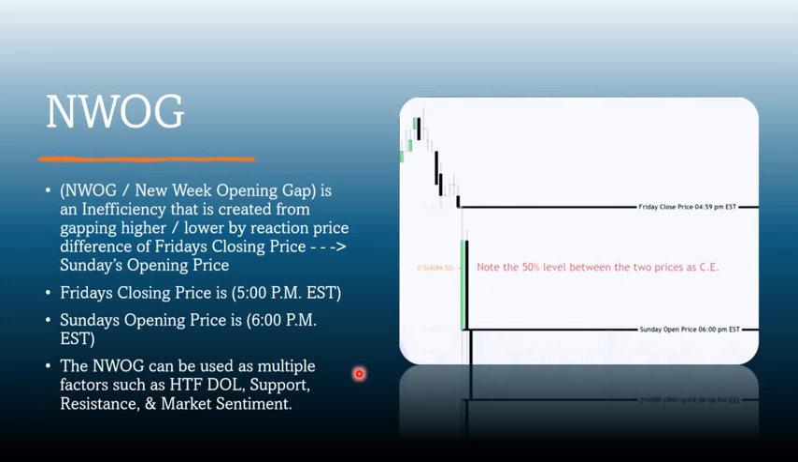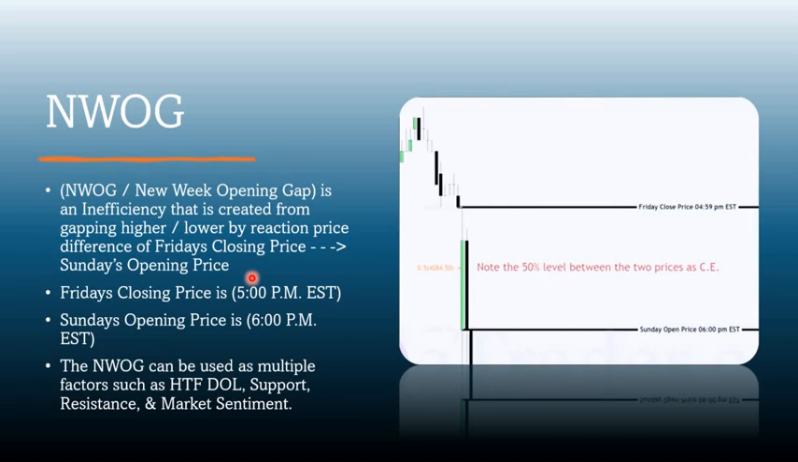Okay? So a new wick opening gap is an inefficiency that is created from gapping higher or lower by the price difference of Friday's closing price going into Sunday's opening price. So when the market closes on Friday, right, 5 p.m. EST, the market is closed. But the algorithm already has a designated area of where it wants to open.